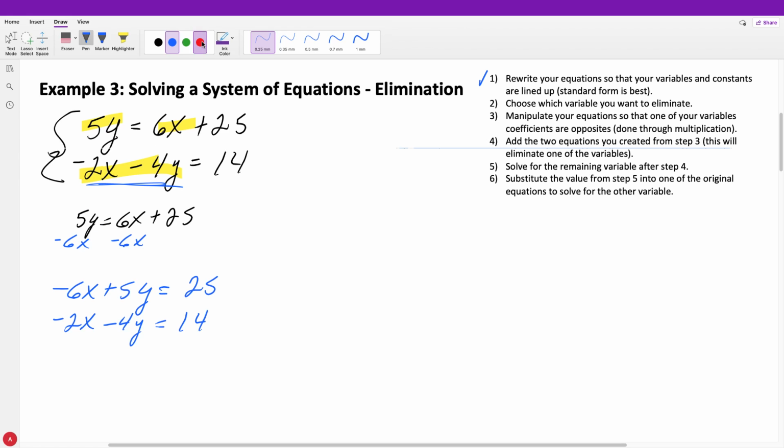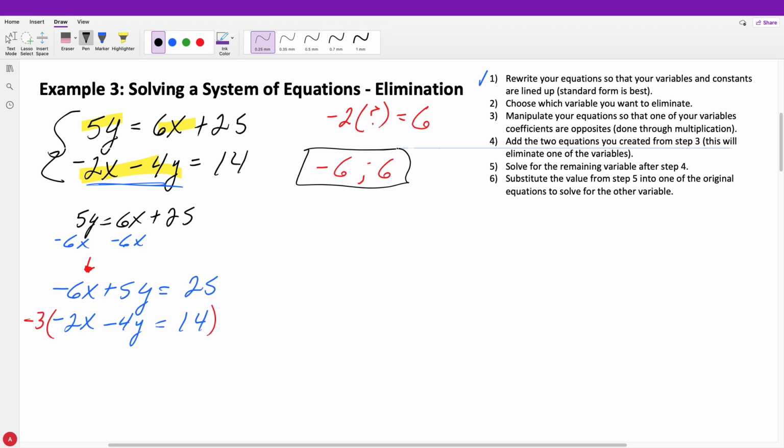So what I'm going to do now is eliminate my x. And the reason why is, even though they're both negatives, I know that I can multiply 2 very easily to get to that 6. So I see that it's going to only require me to multiply one equation as opposed to multiplying both. So if I want my x's to be opposite numbers, this is a -6. Well, that means that the opposite of -6 is +6. So I'm asking myself, -2 times what will give me a +6? Well, I need to multiply this by -3. By multiplying it by -3, -3 times -2 will give me a +6, which will give me opposite coefficients.